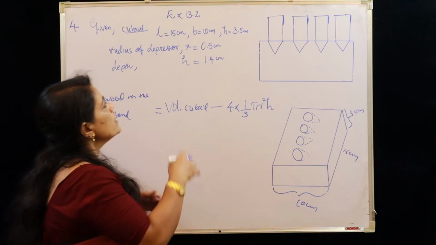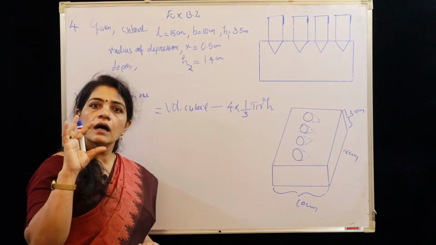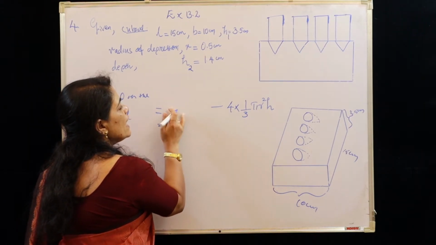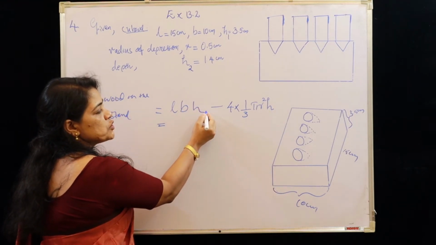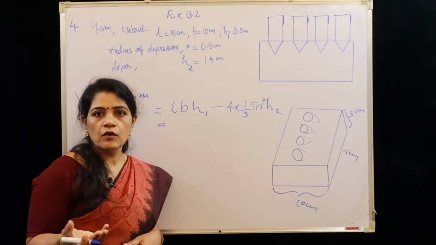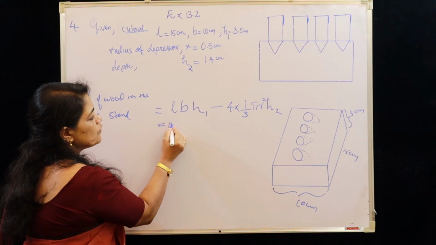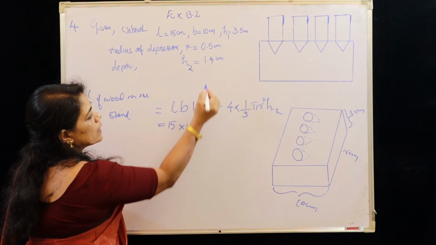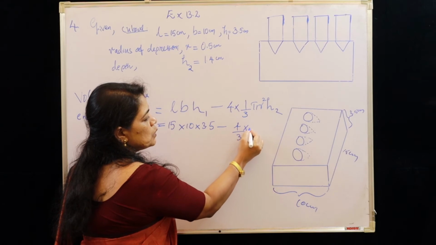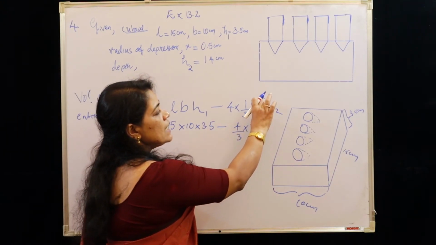So both are different. So we can give the height of the cuboid as h1 and the height of the depression as h2. So you can write the formula: the volume of the cuboid is L into B into H1, minus 4 times 1/3 πr²h2, since both heights are different. We have to represent them in different ways. So we substitute L as 15, which is given, breadth is 10 and h1 is 3.5, minus 4/3 into 22/7 into r².